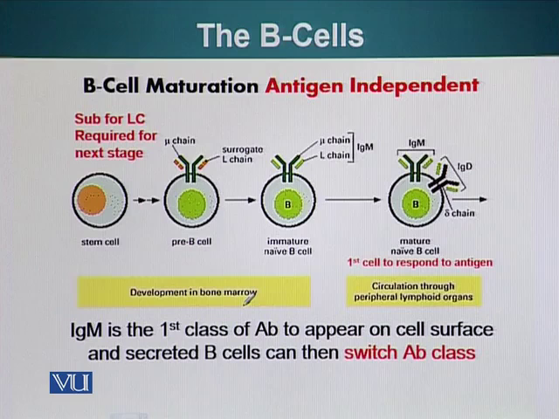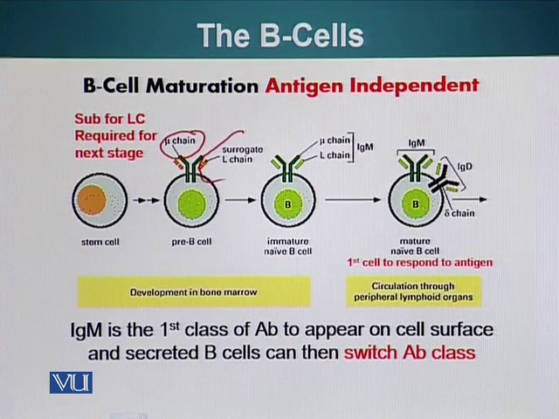We have already said that antibody is made of 4 chains, 2 heavy and 2 light. So the first chains that are made are the heavy chains for the IgM. These heavy chains are called the mu chains. These are the chains which are first made by the pre-B cell. These mu chains are attached to surrogate light chains.